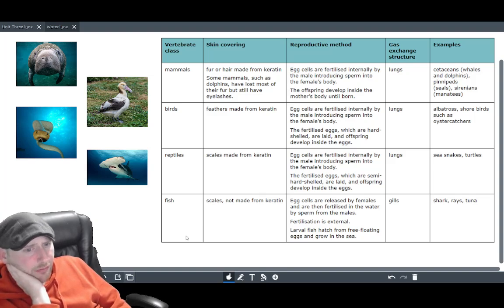But really, heavy fur or hair is not what you want in the ocean. It's going to create drag. It's going to get waterlogged and weigh you down. But they still do have hair. Dolphins and whales have little eyelashes. Oh, little hairy eyelashes, which is kind of cute, I suppose.